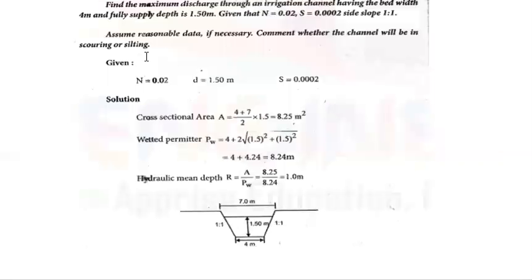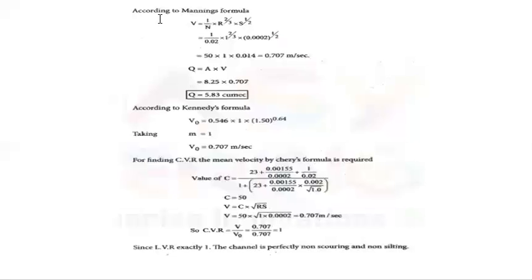So here again, you have n, D, and S. So you can find the cross-sectional area, and then you can go ahead with finding the wetted perimeter so that you can get the hydraulic mean depth. And next you can use Manning's formula and find the velocity. And when you find the velocity, you can use the continuity equation and find the discharge.